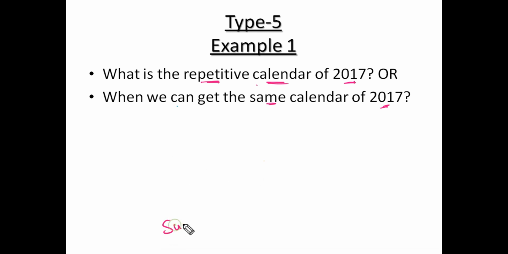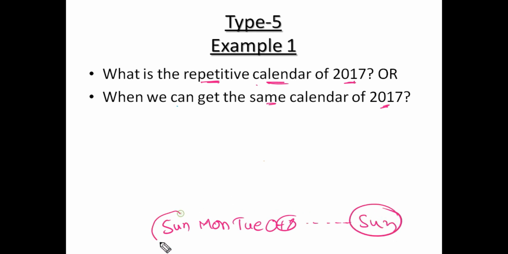Suppose today is Sunday, the same day next year will be Monday. The same day the year after will be Tuesday. So it will go one day forward. Suppose there is a leap year, it will jump 2 days also. And somewhere it will again be Sunday. Today is Sunday, and the same day will again be Sunday. So we can say these two calendars will be the same.